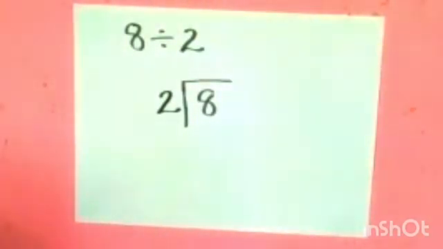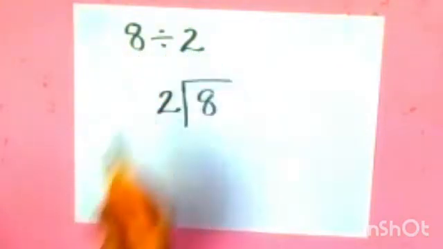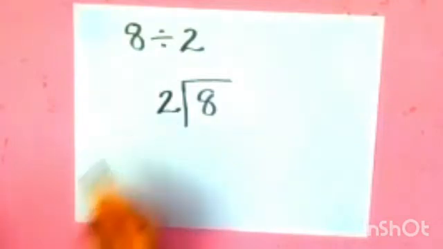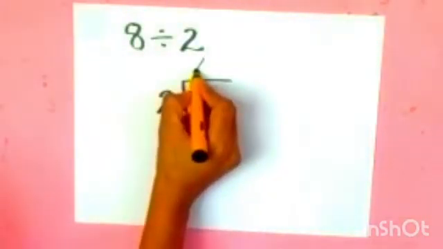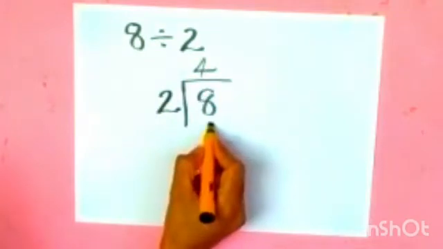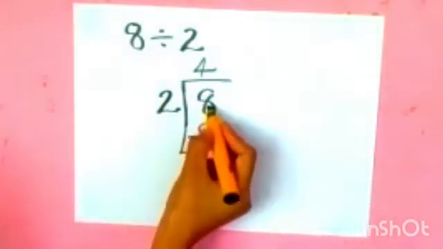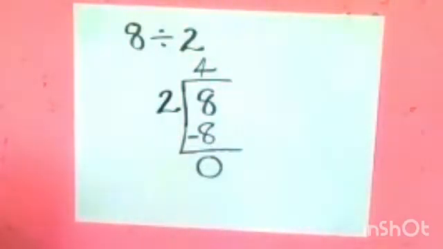Students, look at this problem. Our problem is 8 divided by 2. We can write 8 divided by 2. In table of 2, you know that 4 2s are 8. Then we can subtract 8 minus 8 equal to 0.